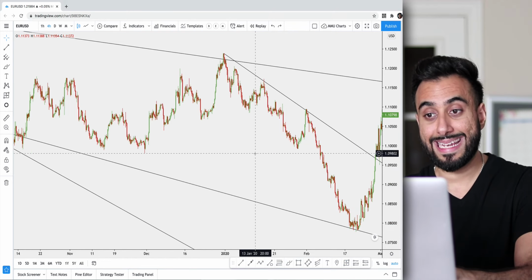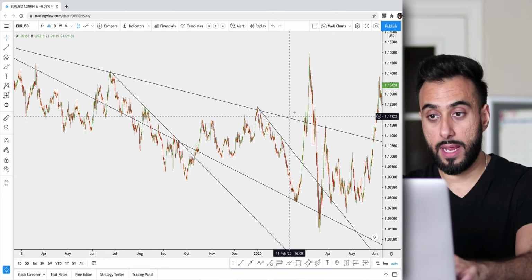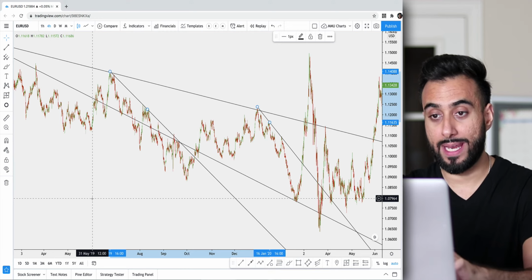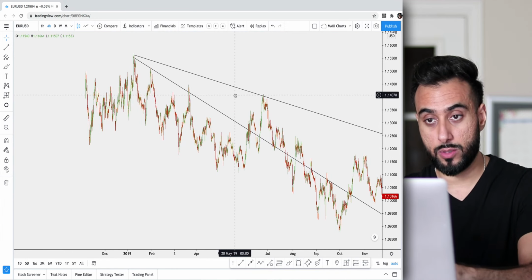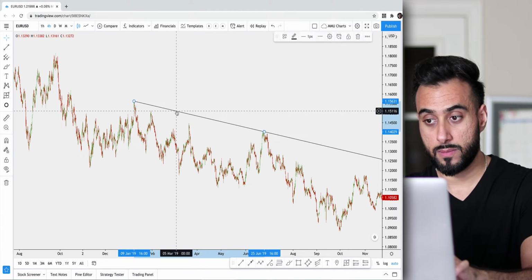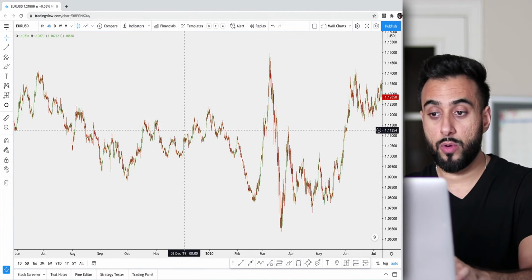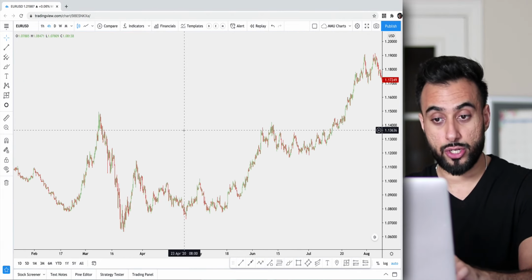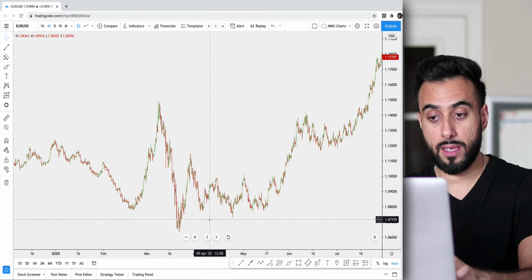Now, let's go ahead and delete all of this stuff right here, and let's show you a trade in the up direction. As we move on a little bit towards the current price action, you can notice that the price is going in the up direction.